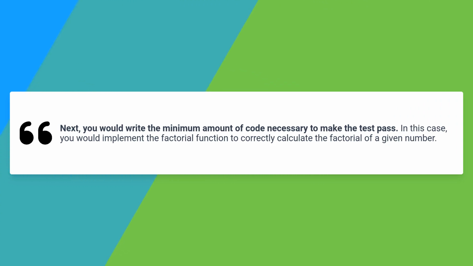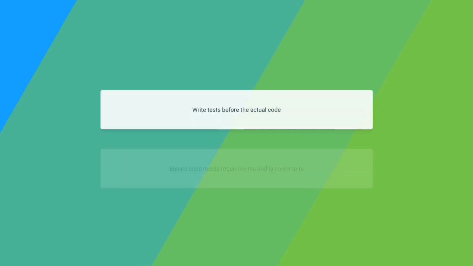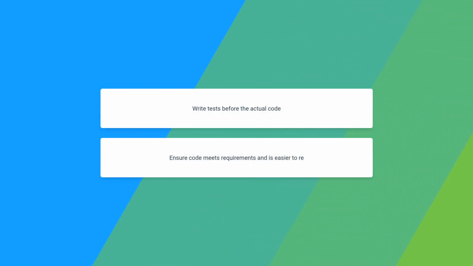Here are things you can do to follow test-driven development in your software development. Write tests before writing the actual code. Ensures that your code meets the specified requirements and is easier to refactor.